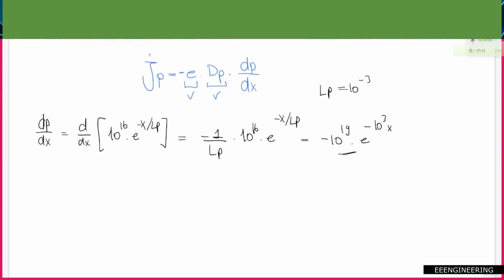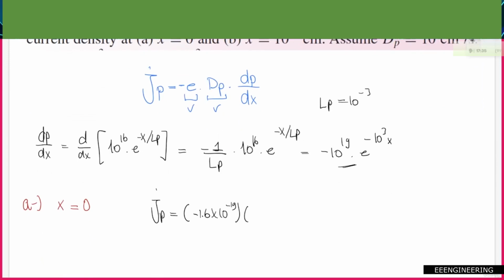So right now I'm going to get the whole equation, but in part A, I'm asked to calculate the current density due to the diffusion of holes when x is equal to 0. In that case, JP is going to be equal to minus 1.6 times 10 to minus 19 times the coefficient value, which is right in here, 10. Then I have this dP over dx, which is minus 10 to 19 times e to 0, since x is equal to 0. In the end, we have directly 16 amperes over centimeter squared. This is easy, right?